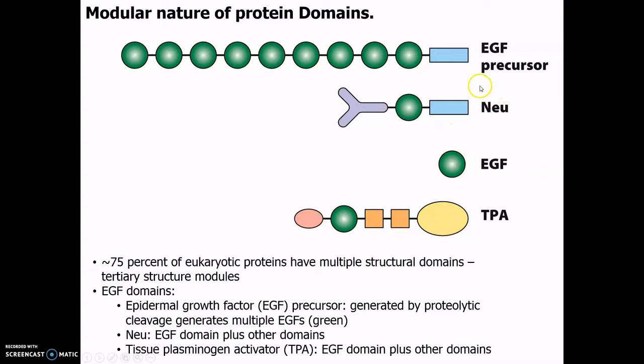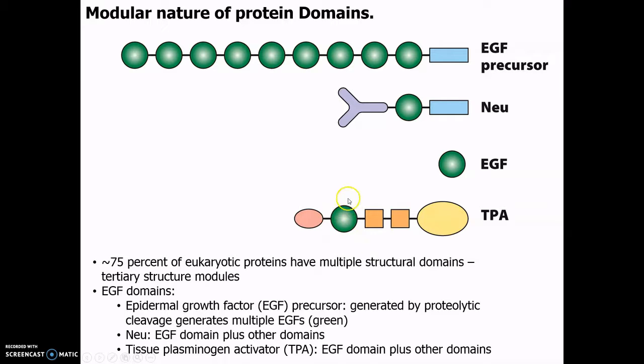But you can see here that there are these other proteins as well. So here we produce this protein as a big precursor with lots of copies of this individual domain. It is then cleaved off into these individual pieces. But here we have a whole other protein that just so happens to have an EGF domain embedded in it. Here we have something else called tissue plasminogen activator, and you can see here that it has that domain, but there are also these other domains as well.